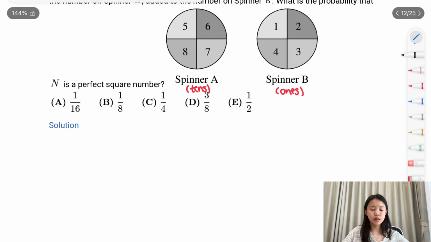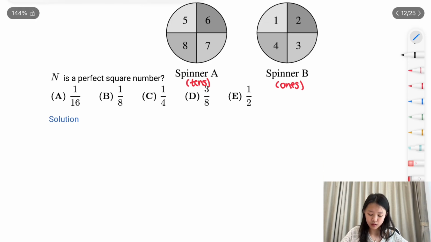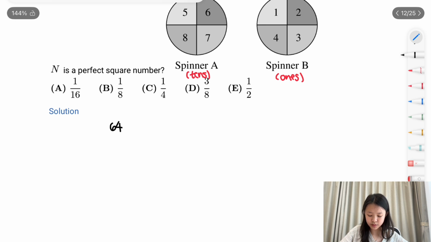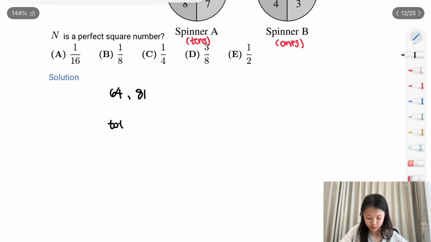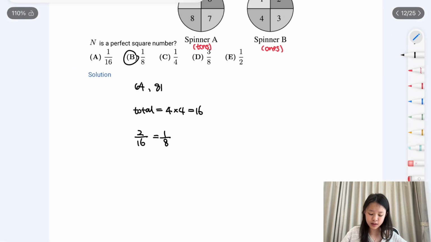So how many square numbers have a tens digit of 5, 6, 7, 8, and a ones digit of 1, 2, 3, 4? So within these bounds of 60 to 84, you only have 2 square numbers, which is 64 and 81. The total number of numbers you can form is 4 times 4 equals 16. So the probability that you actually spin a square number is 2 over 16, which is 1 over 8. So the final answer is B.